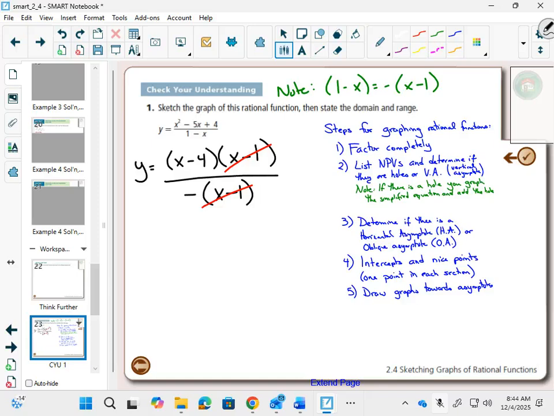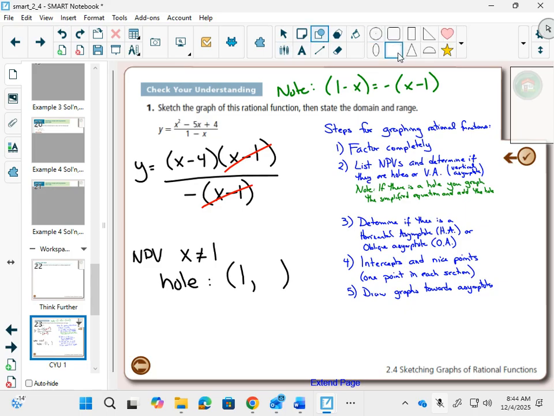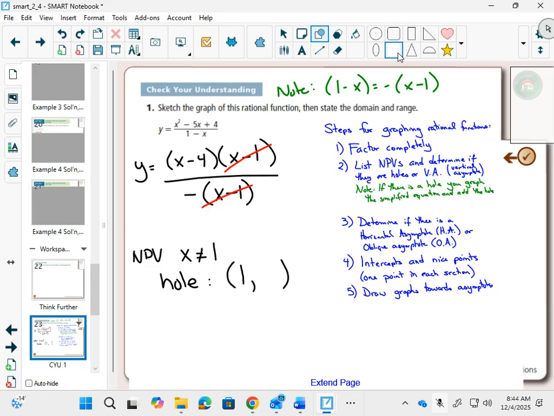Now, that means I have a non-permissible value that x can't equal 1. And because it cancels out, I know that it's a hole. And I know that that hole is going to be at 1 comma something. What does my new equation look like now that I've simplified? It's going to be y equals, and a couple of ways you can write it. So I have an x minus 4 left on the top, and on the bottom, the negative's still there, that's a negative 1.